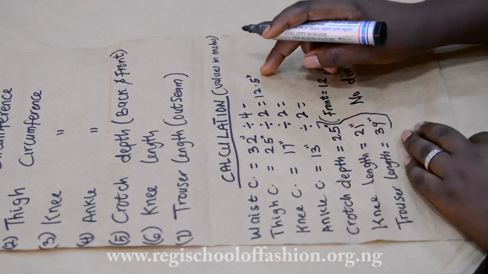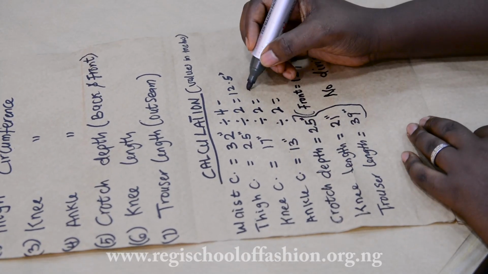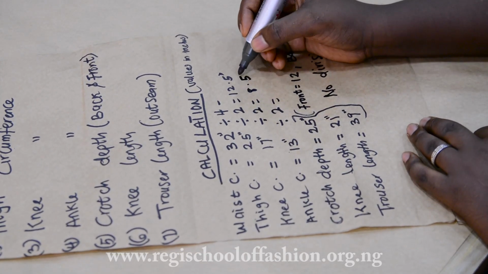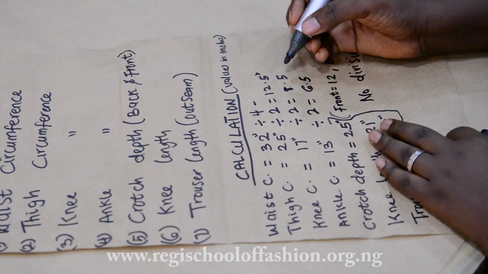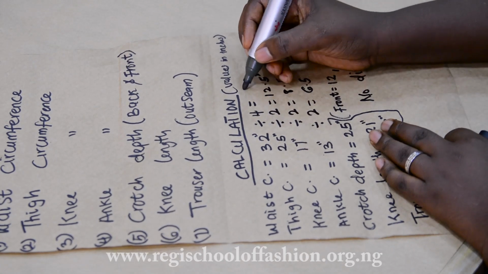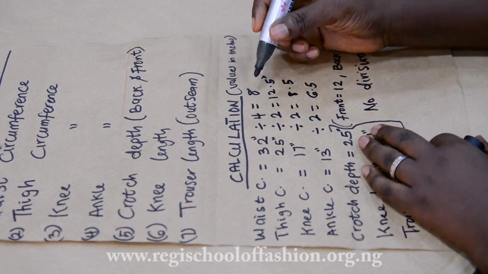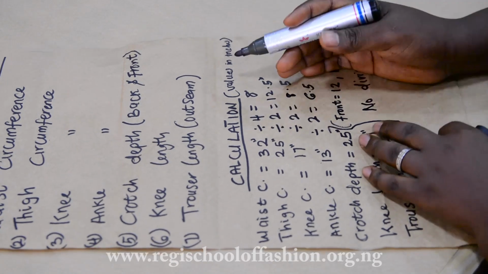So my thigh circumference is 12.5 inches. The knee circumference is 8.5, divided by 2. The ankle 6.5. And this is 8. 32 divided by 4 is 8.